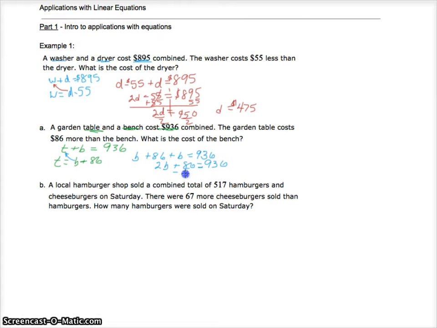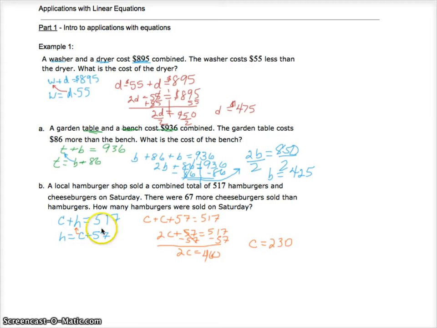I'm going to subtract 86 from both sides. So we'll end up with 2b equals 850. I'm going to divide by 2 on both sides. B equals 425. Go ahead and try part B on your own, and we'll check the answer in just a second.